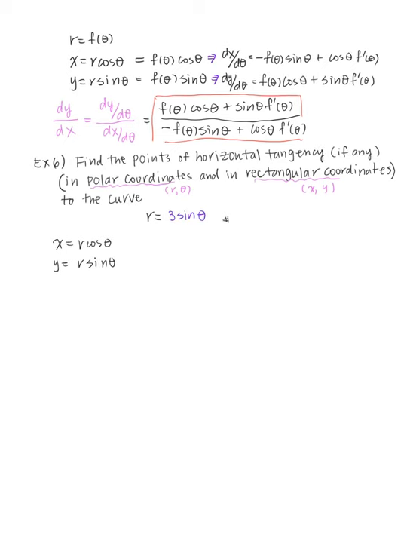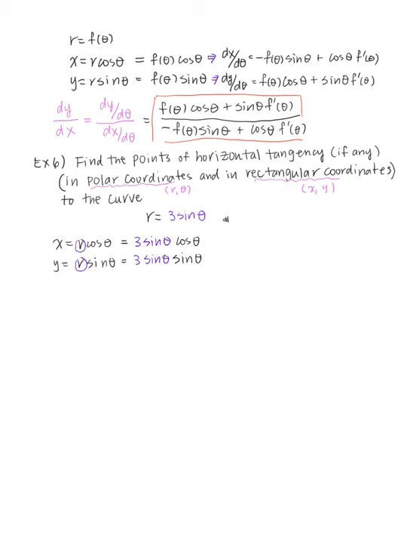Now notice that our r is 3 sine of theta, isn't it? So what we're going to do is replace that r with 3 sine of theta. So this is exactly the same thing as 3 sine of theta. That's our r, and then multiplying here by the cosine of theta. And we're going to do the same thing for the y. So y is r sine of theta, but r is 3 sine of theta. That's our r, and we're going to have to multiply here by the sine of theta.